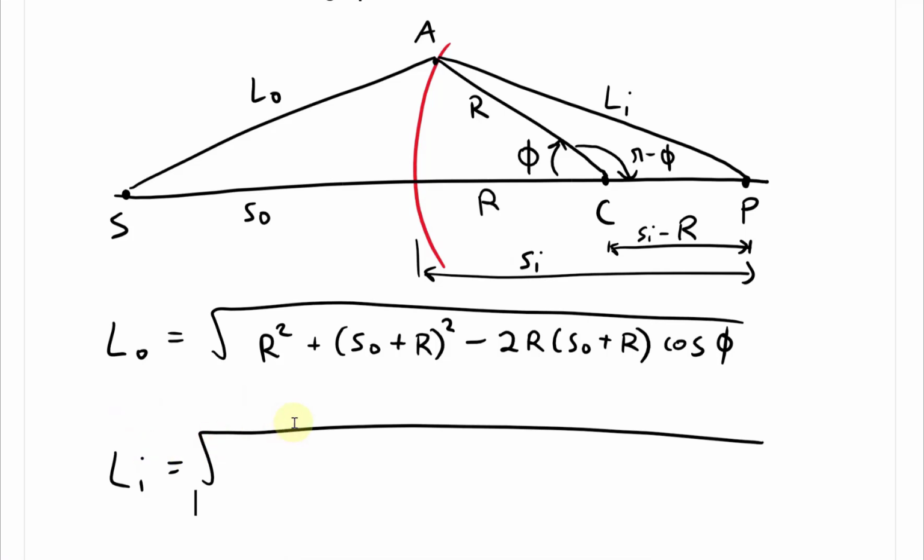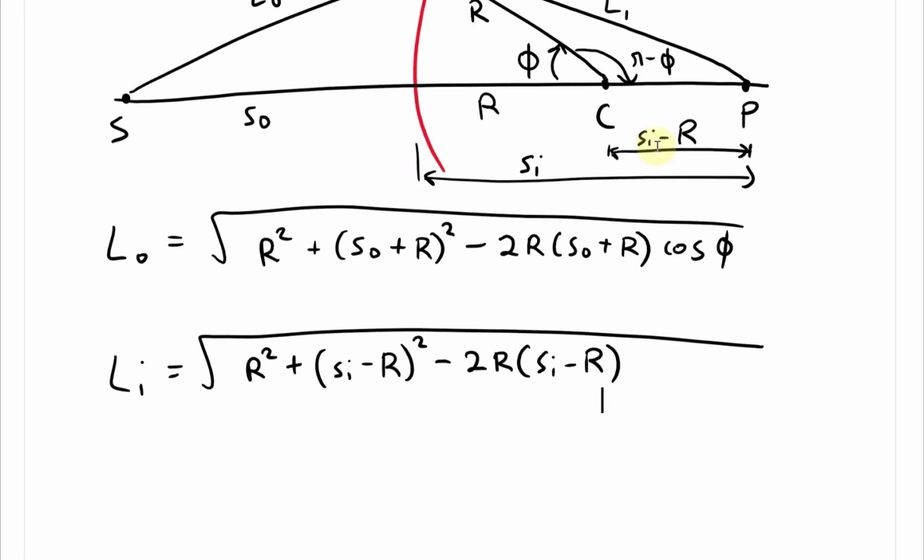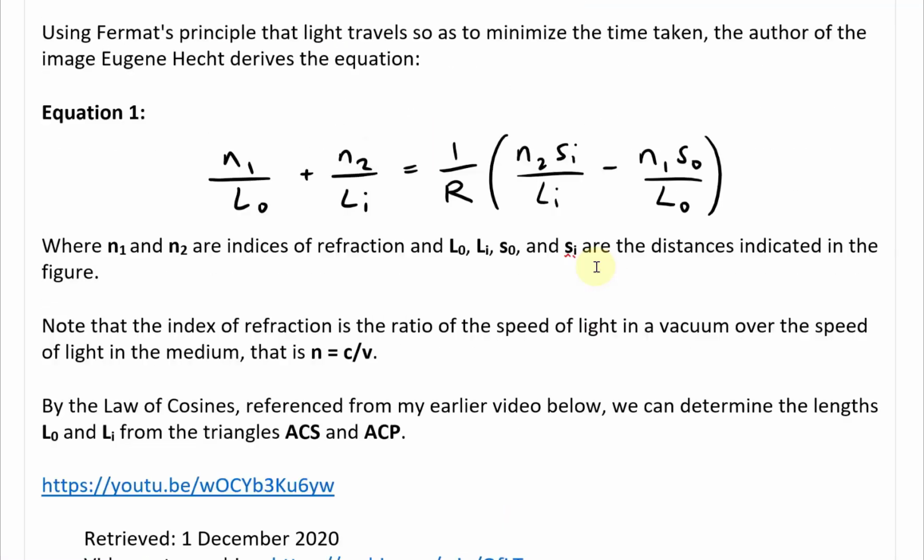So Li is going to be the positive square root of, using the law of cosines, R plus the other side squared, SI minus R squared, and then minus 2 times R times SI minus R, and now we're going to do cosine of pi minus phi. This one looks a bit different than the other one, and that's because of the pi minus phi, so we have to use another trig identity.